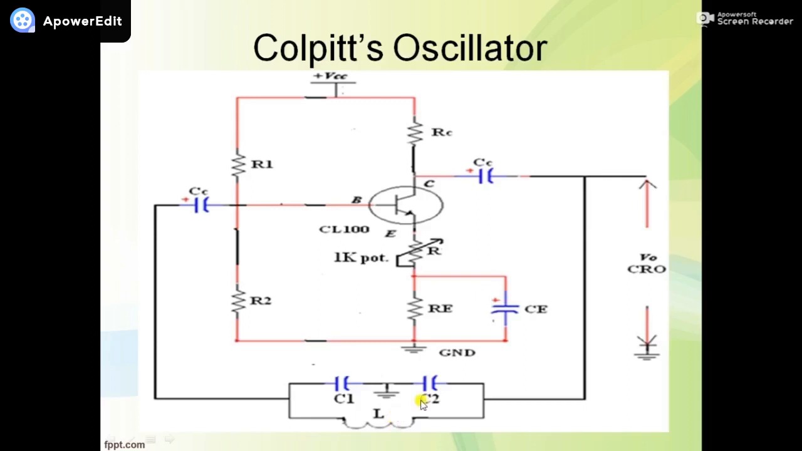Whatever the charging of C1, C2 and discharging of L, and charging of L and discharging of C1, C2, this process creates the frequency of oscillation at the output side of the LC tank circuit. So this is the procedure by which the LC tank generates the frequency of oscillations. But that frequency of oscillation is a damped type of signal. It is not sustained, it is not a constant type of signal.